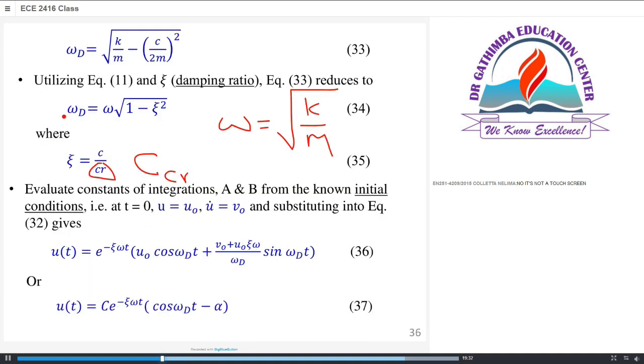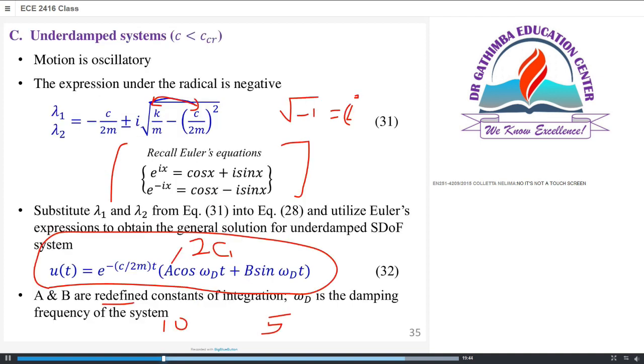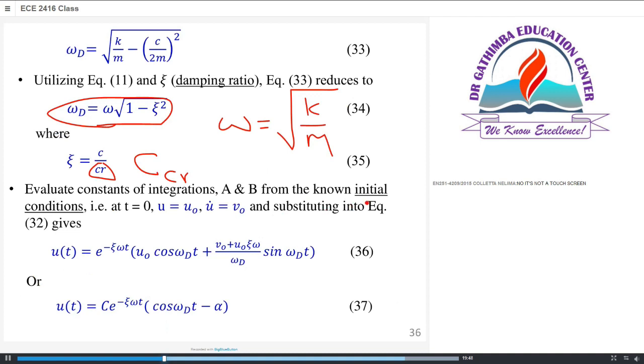to be able to have this expression here. So we are saying the constants of integration A and B, the ones we gave in equation 32, these are evaluated from known initial conditions. That is, at t equal to 0, the initial displacement is known and the initial velocity is known.